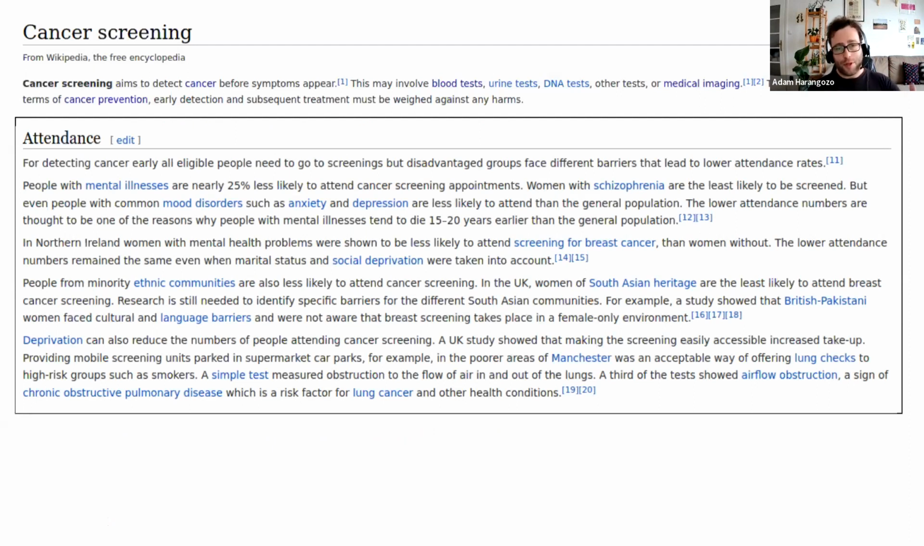One more example. This is a longer edit that I did based on multiple studies. For example, in this case, the cancer screening article didn't have a section on attendance at all, that describes what we know about how many people attend, and why they don't. So this is a wholly new section in this article.